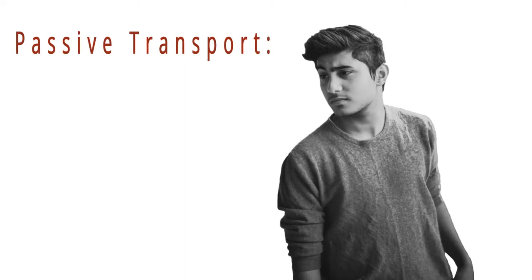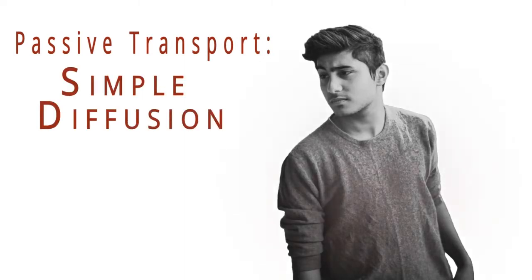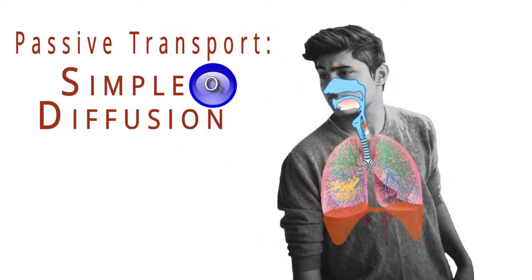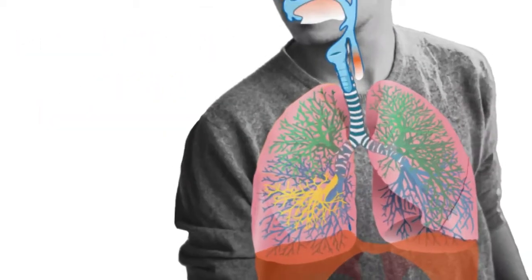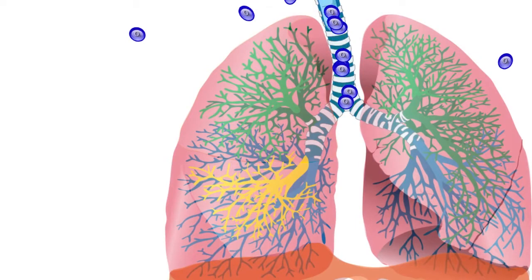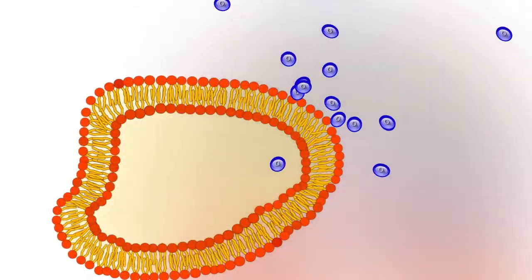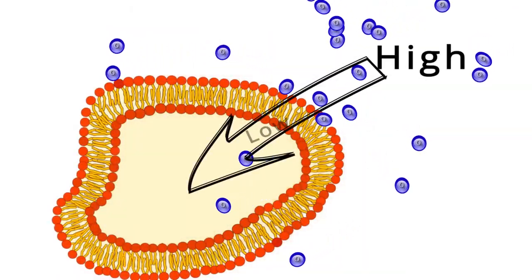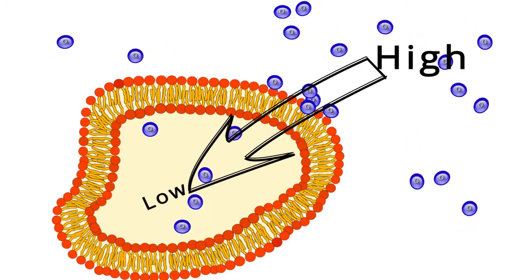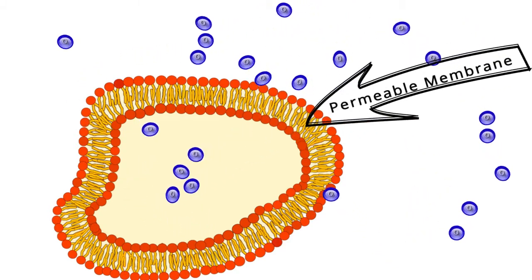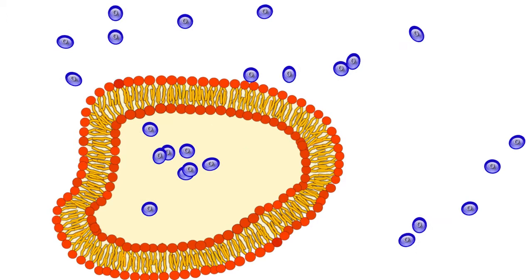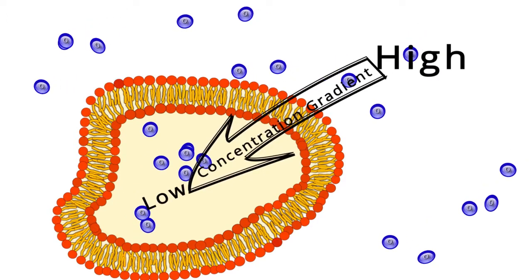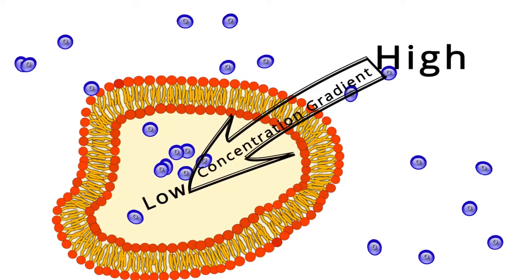Welcome to passive transport, simple diffusion. Passive transport is the movement of molecules across cell membranes without using any energy. When cells use simple diffusion, molecules naturally move from an area of high concentration to one of low concentration through a permeable membrane. The difference between the two sides is called the concentration gradient.